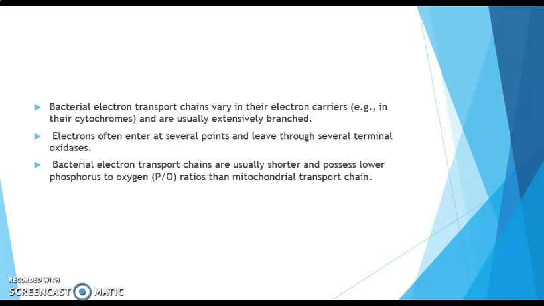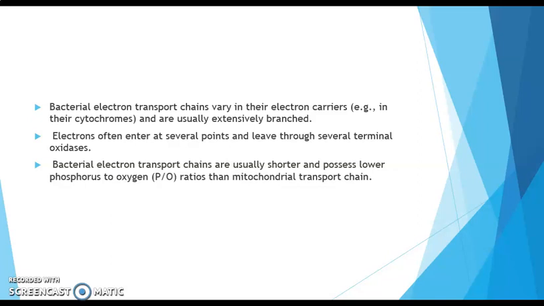The bacterial electron transport chain varies in electron carriers. For example, the number of cytochromes can vary, and the chains are usually extensively branched. Electrons often enter at several points and leave through several terminal oxidases.